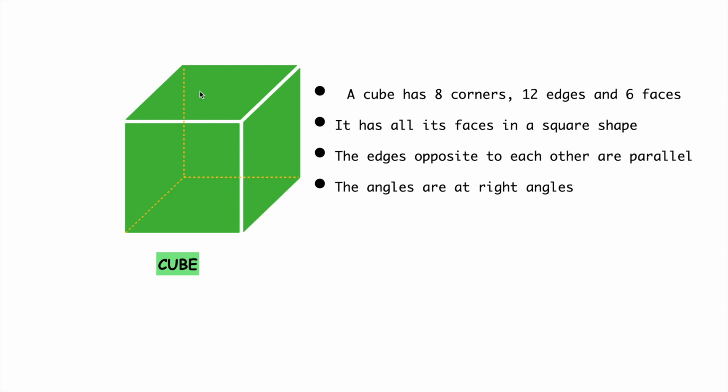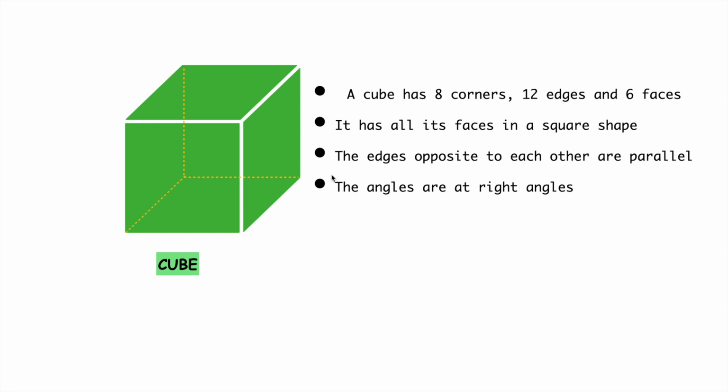Alright, it has all its faces in a square shape. So all the faces of a cube are square in shape. The edges opposite to each other are always parallel. This edge and this edge will be parallel. This and this will be parallel. Similarly, all the edges are parallel to each other. Okay? And the angles are right angles. Got it? Very easy, very interesting.